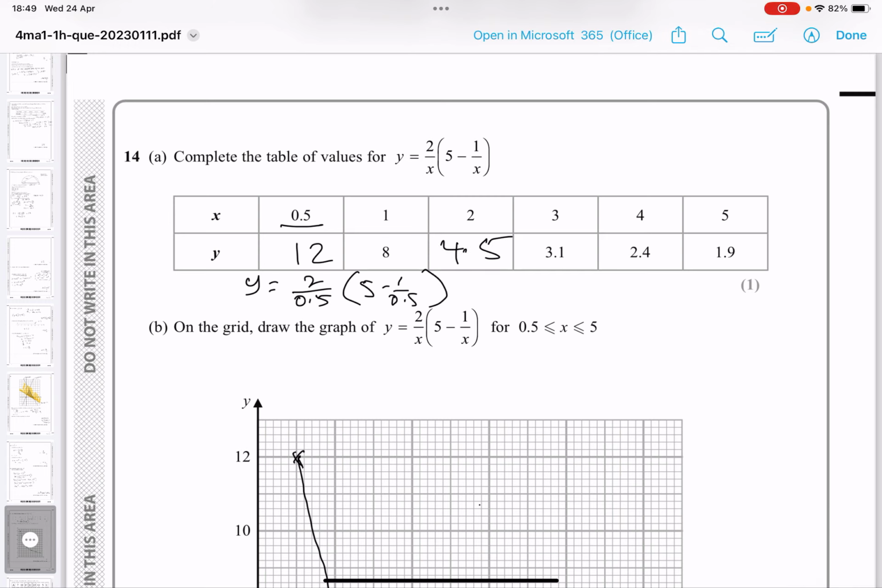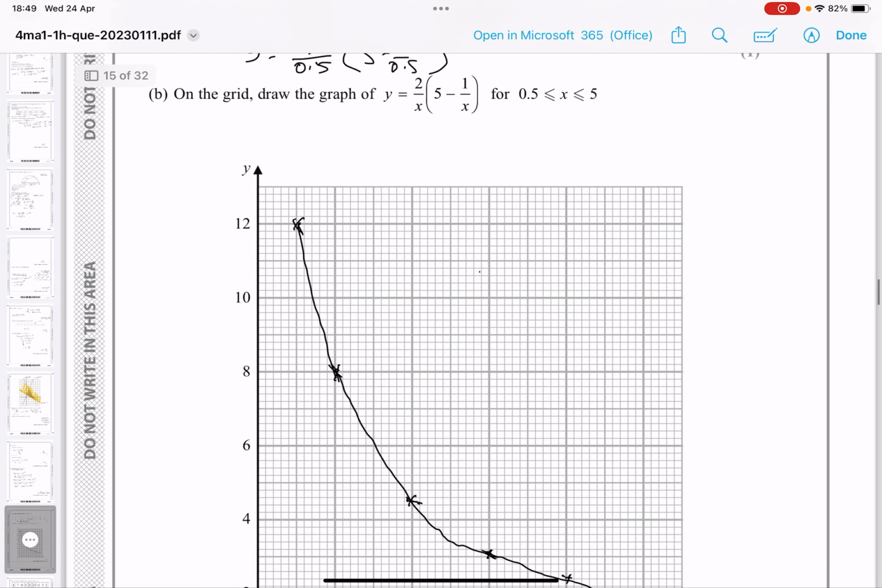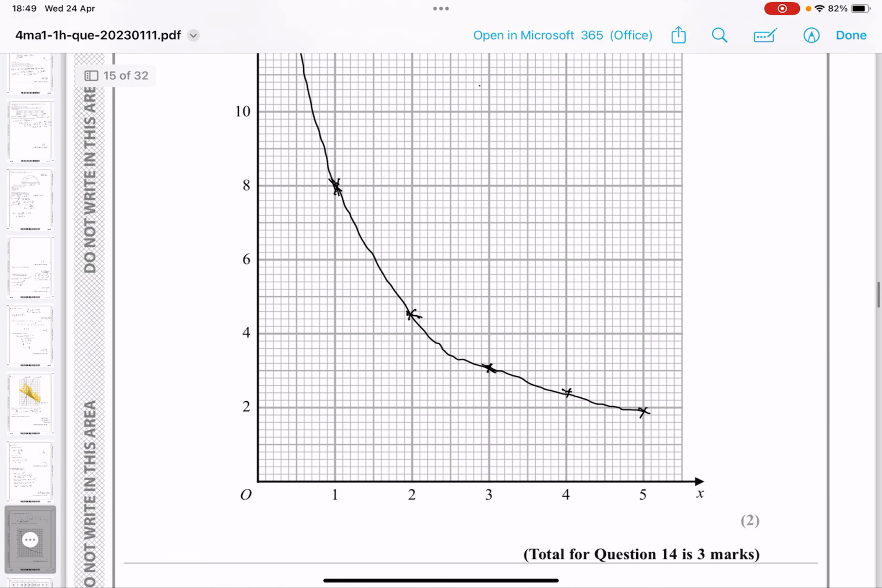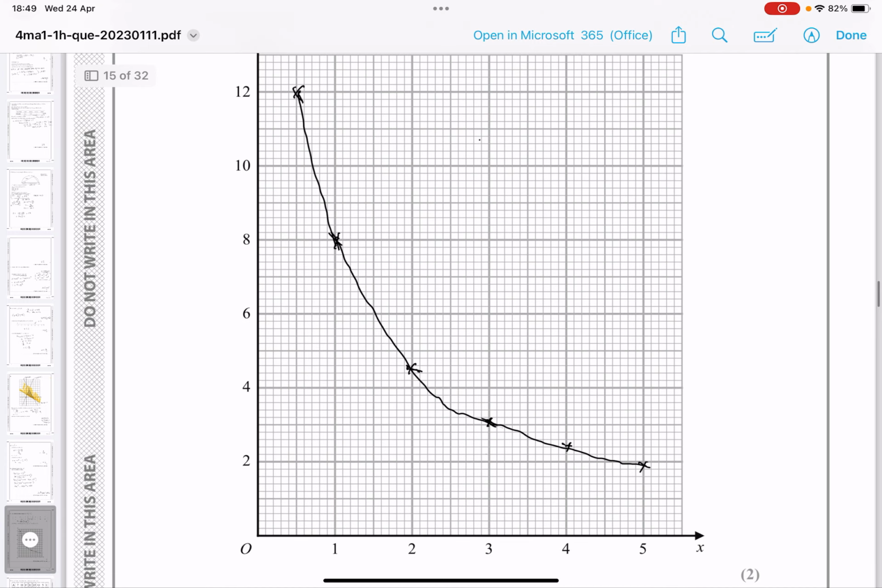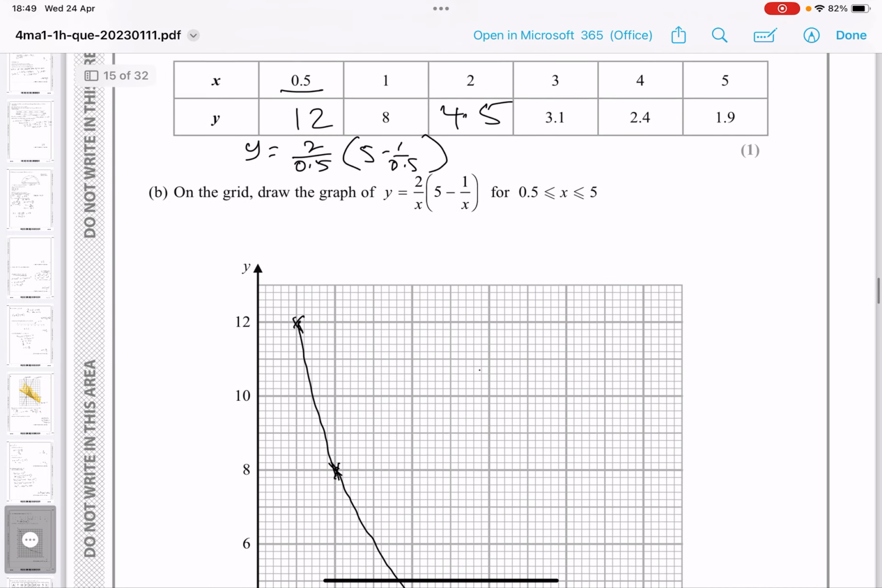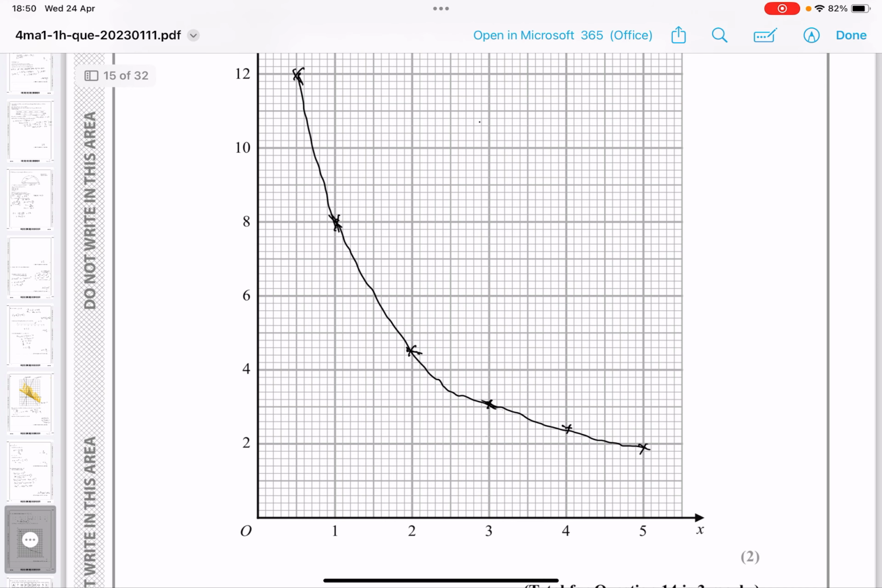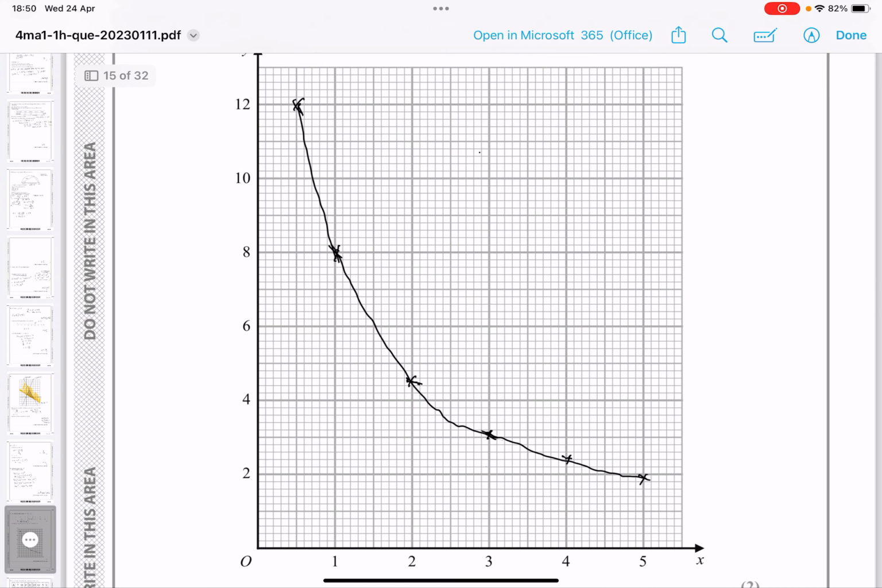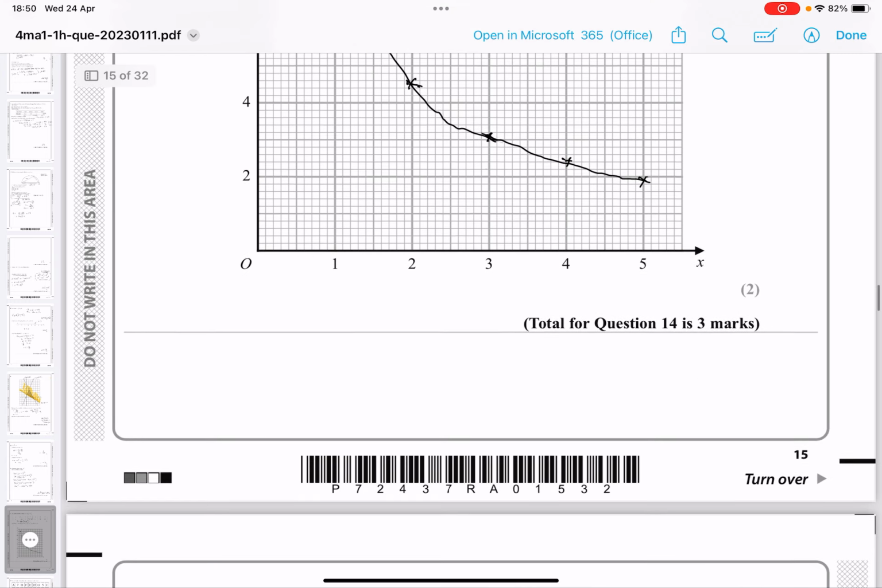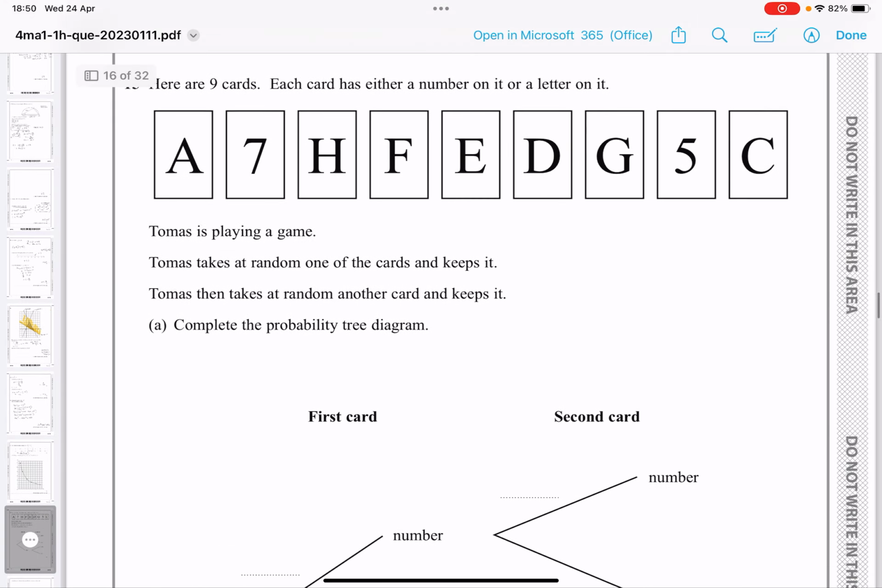Then what you do is you just plot the graph. So you plot the coordinates. The first coordinate will be 0.5, 12, which I've plotted. I've already plotted the graph for you guys. 0.5, 12, 1, 8, 2, 4.5. You just carry on plotting it and then you draw a smooth curve. Now guys, I can't do this on the iPad. Okay, it's not very smooth, but you need to make sure you draw a very smooth curve. But it has to be a curve, as you can see, as I've shown on the diagram. Okay, hopefully you guys get it.